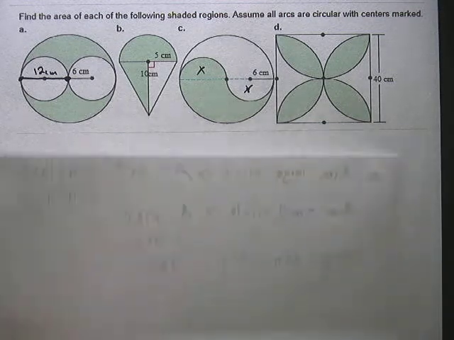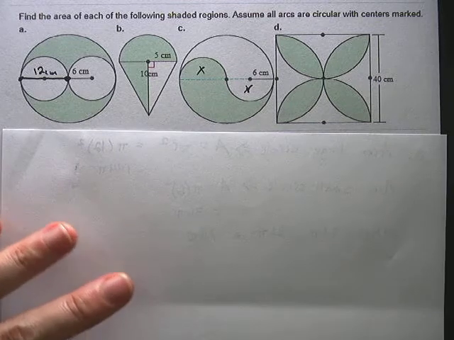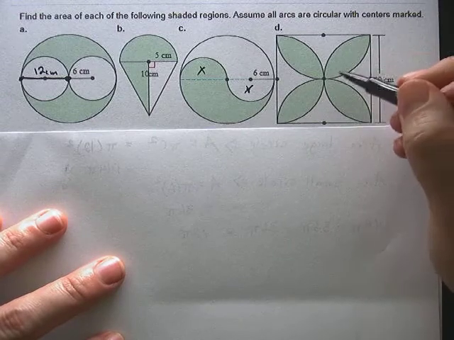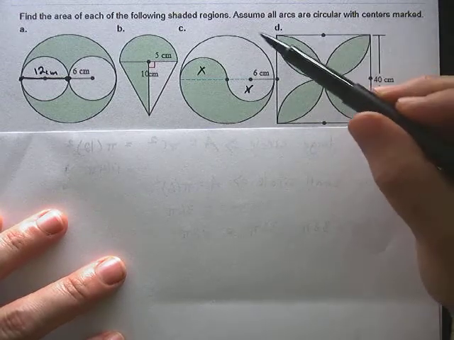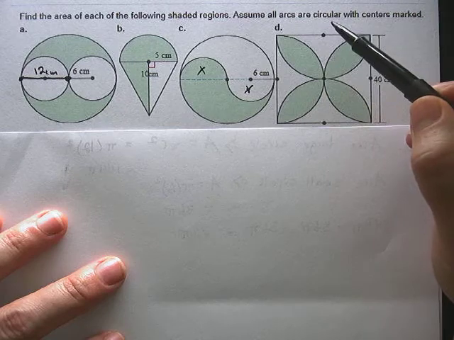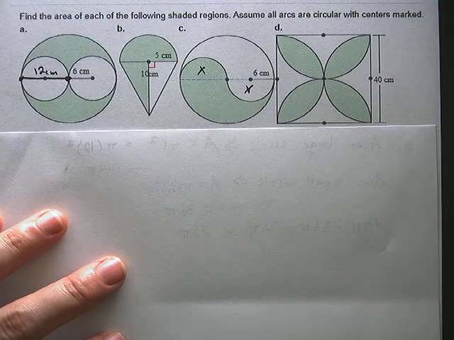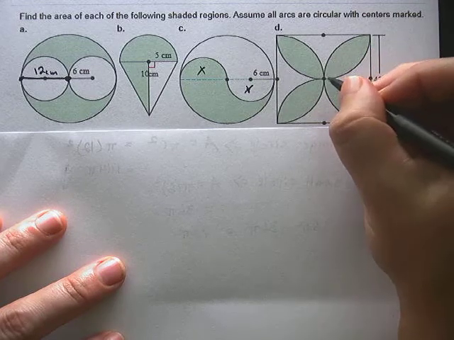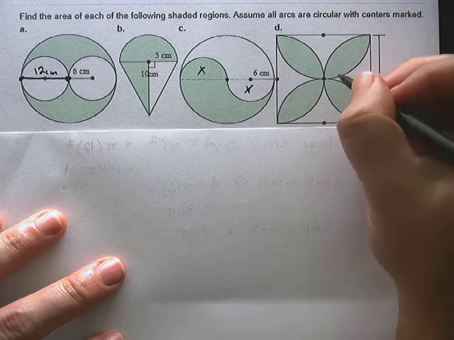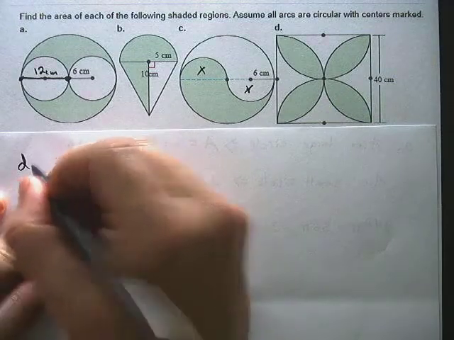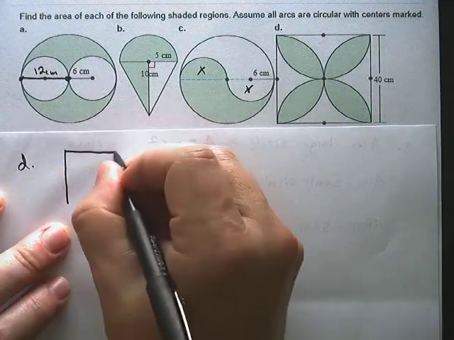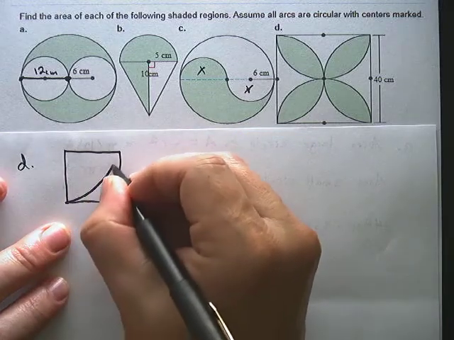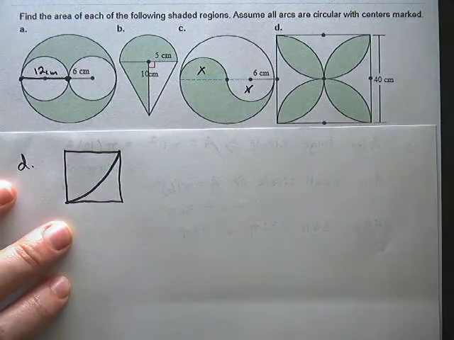This one's going to be a little bit tougher. For this one, we've got this square, and then we've got what look like petals. Now notice that it says assume all arcs are circular with the centers marked. So what that means is that this right here is going to be the arc of a circle. Let me write that out. I'm going to do it a little differently than what they have written there.